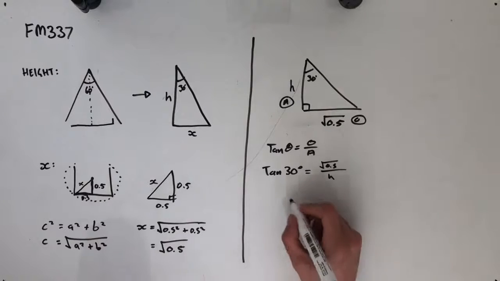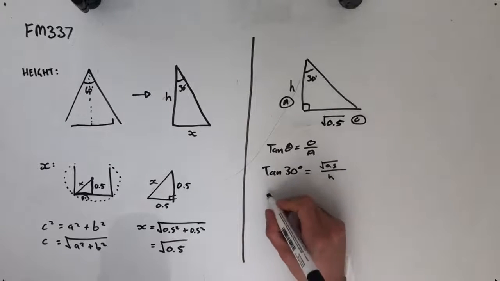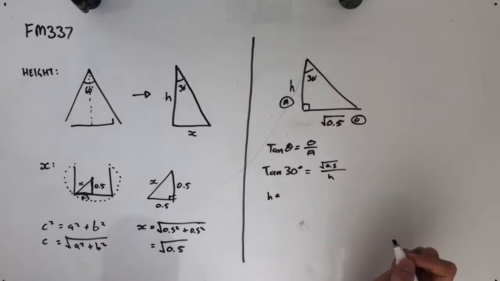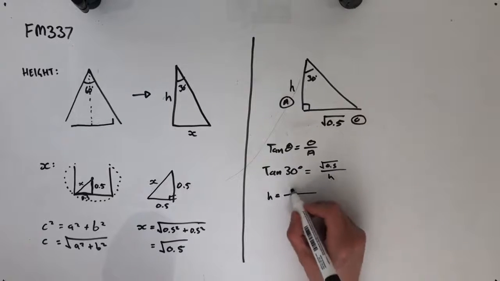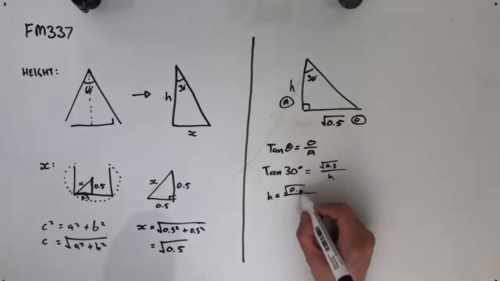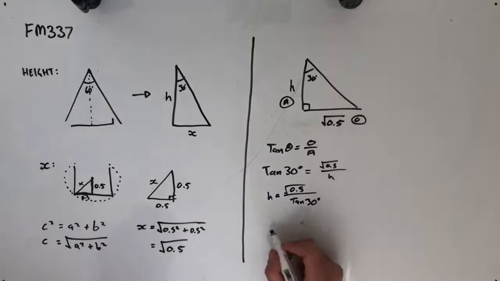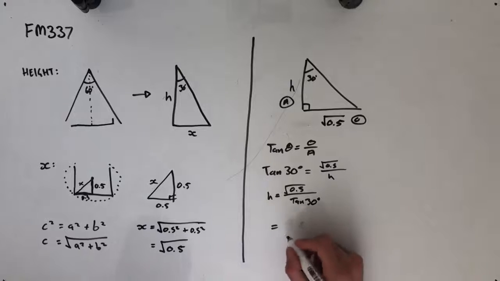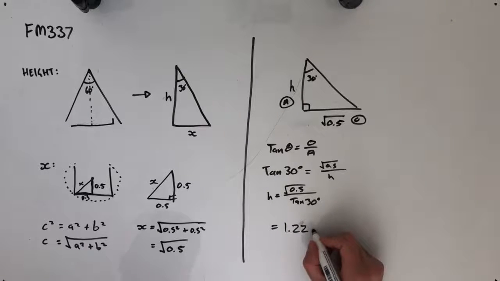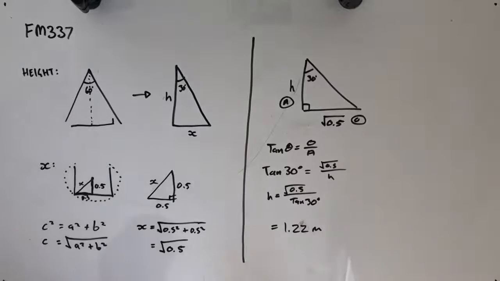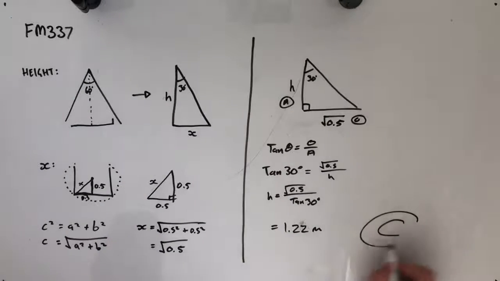Rearranging this or plugging it into solve in your calculator should tell you that h is going to be equal to root 0.5 over tan 30, which solving for that should give you an answer around 1.22 meters, meaning that our correct answer is option C.